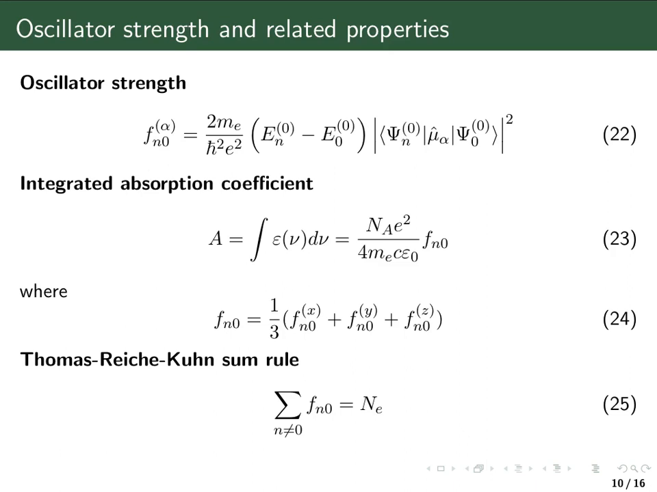And if you want to get the whole oscillator strength, you have to sum the x plus the y plus the z component. So 3 times the same expression, just different components of the dipole moment operator here.